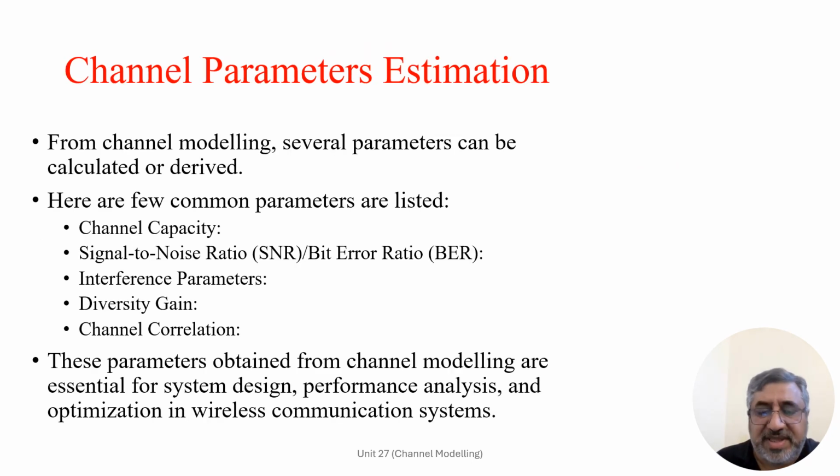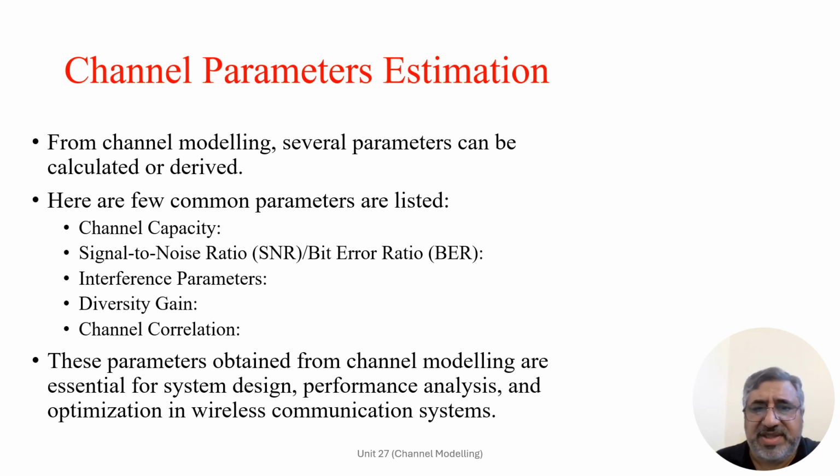From channel modeling, several parameters can be calculated or derived. The most important is channel capacity. Channel capacity quantifies the maximum achievable data rate over a given channel. Channel modeling can be used to estimate the channel capacity based on parameters like signal to noise ratio, bandwidth, and channel characteristics. Capacity calculation helps to determine the maximum data rate that can be reliably transmitted over the channel.